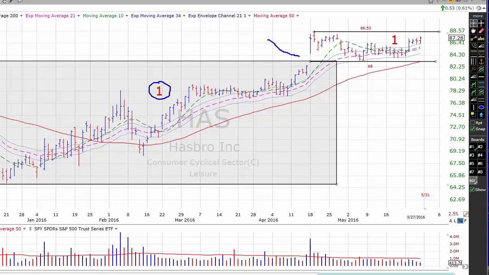We actually gapped out of that base on earnings and immediately set up this first stage base on base flat base formation with a pivot point up here in the $88.53 range. Hasbro gets a 68% checklist rating and may be worth a look by conservative and aggressive traders here.